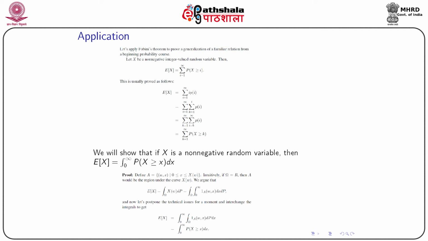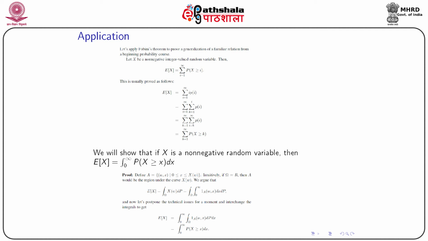So how to prove this? We will start with the basic definition of expected value of X. The expected value of X is the sum over i from 1 to infinity of i p_i, where p_i is the probability that X will take the value i. So this i can be replaced by the sum over k from 1 to i of 1, because if we add 1 i number of times, then we get i. So I can write the whole sum as the sum over i from 1 to infinity, sum over k from 1 to i of p_i.